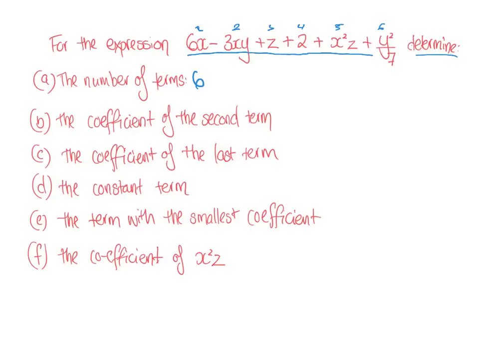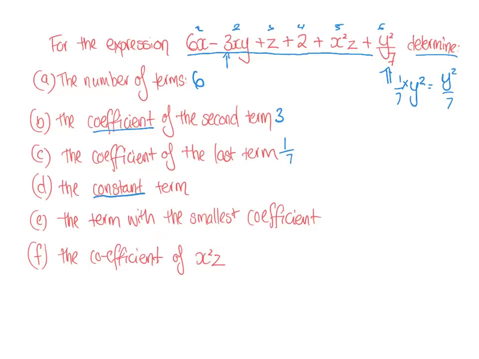The coefficient of the second term, so that would be here, -3. The coefficient of the last term is the number in front. y squared is the pronumeral, but really the number in front of it is actually 1/7, because if you times that out, you get y squared over 7. So the coefficient, the number in front of that letter, is 1/7.